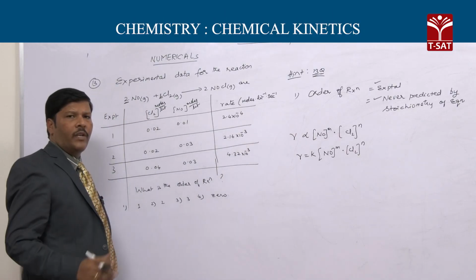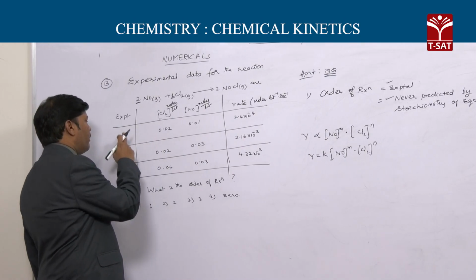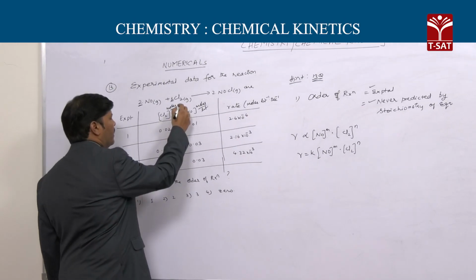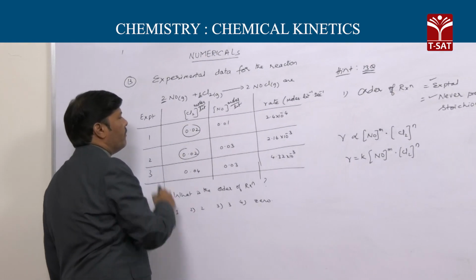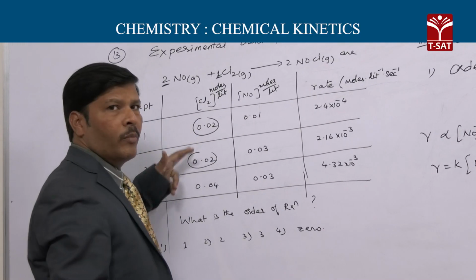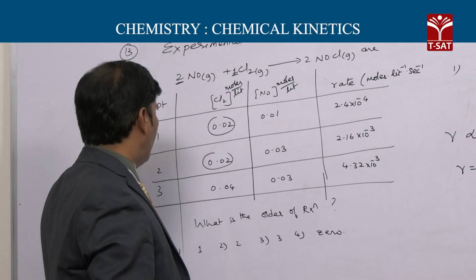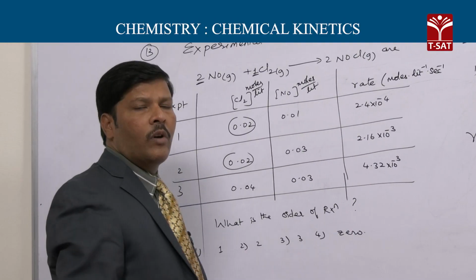If you observe very carefully, what you notice is that experiment 1 and experiment 2 have the same concentration for chlorine. You can see the concentration of chlorine is the same, 0.02 molar, in experiment 1 and experiment 2. Then experiment 2 and experiment 3, two different combinations you have to take.